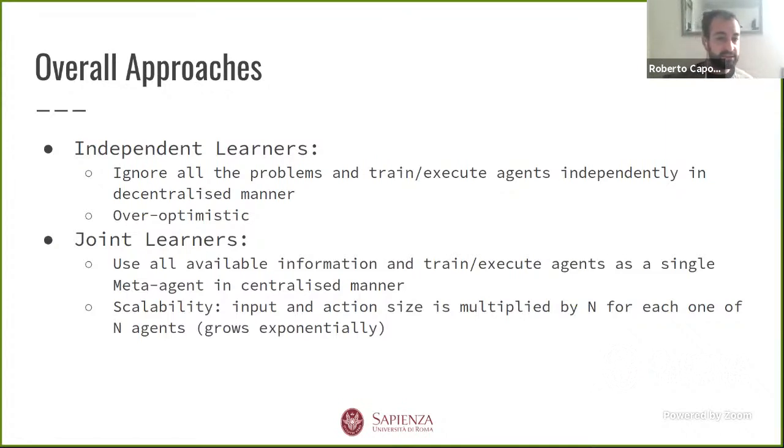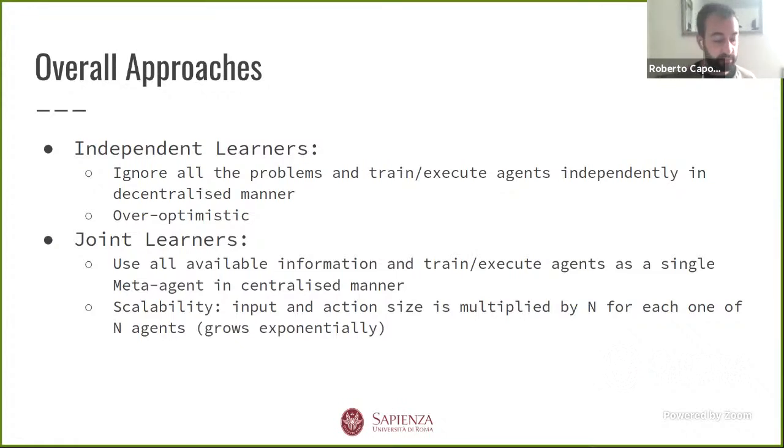So in the independent learners setup, we basically ignore all these problems that we just discussed, and we say, okay, we don't care. We treat it as a standard MDP, and we have each agent learning individually and executing independently of each other in a decentralized manner. So this is over optimistic, clearly, because we're sort of hoping that agents can learn anyway, and this can work sometimes.